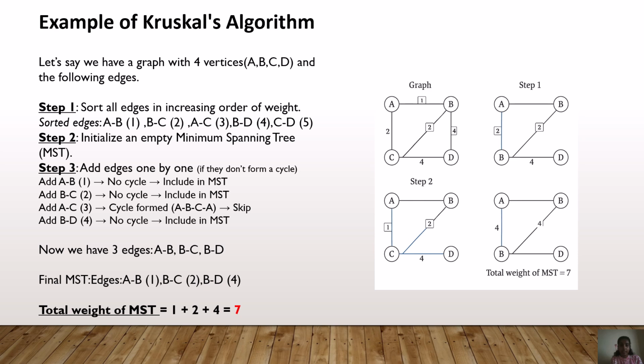Now we have three edges, A to B, B to C and B to D. And our final minimum spanning tree has edges A to B with weight 1, B to C with weight 2 and B to D with weight 4. So the total weight of our minimum spanning tree is 1 plus 2 plus 4, that is 7.